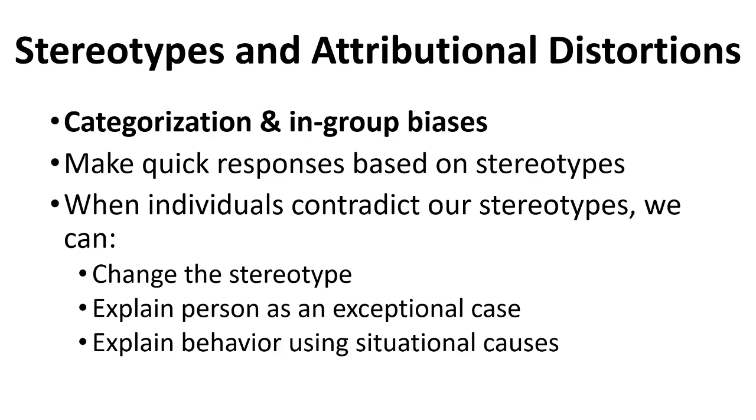And so we can start changing our stereotypes, or we can find other ways around it. So if this individual contradicts our preconceived notion, we can either adjust our stereotype for the whole group, or we can try and explain this person as an exceptional case. Maybe they don't quite fit the group because they don't fit the stereotype. Or maybe we're going to explain the behavior using situational causes, where, well, they haven't been in a situation where they would act like a stereotypical arts or science major.